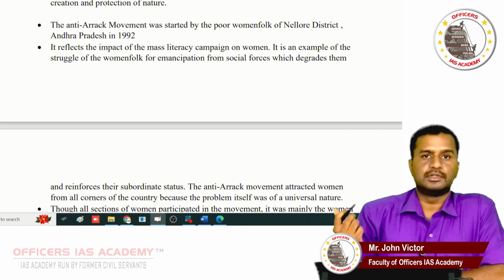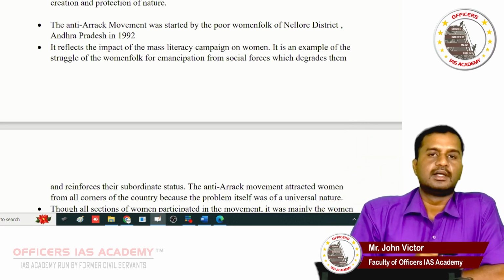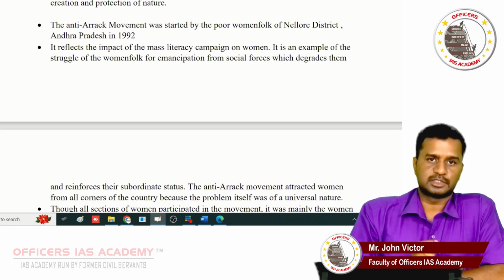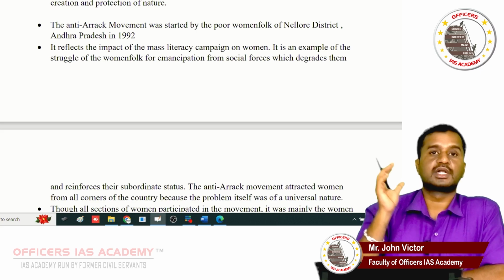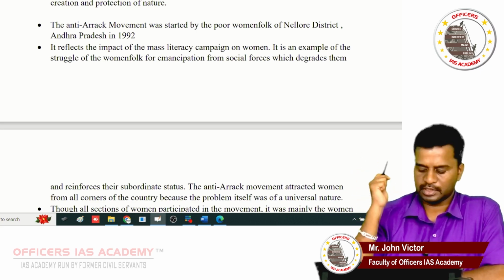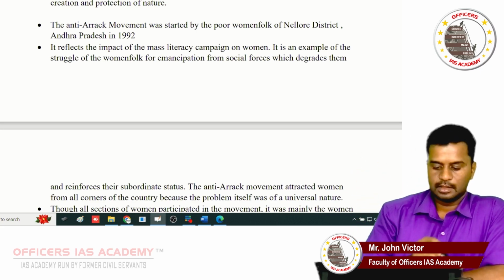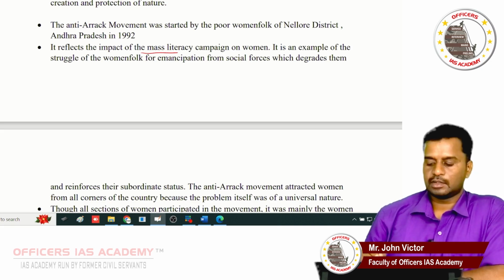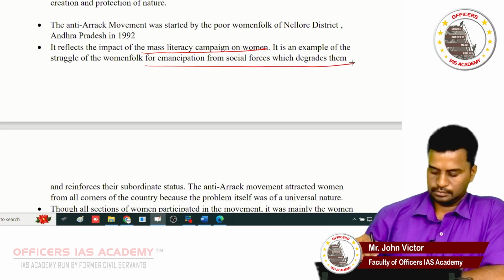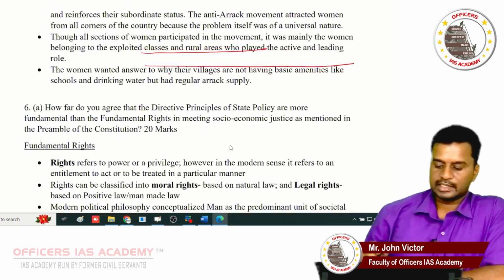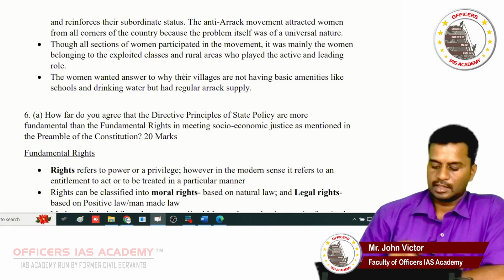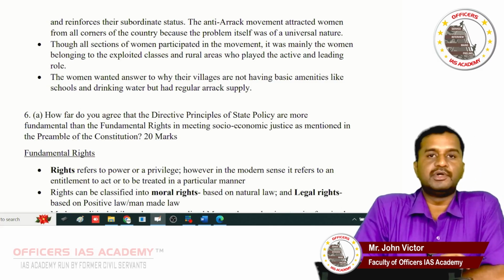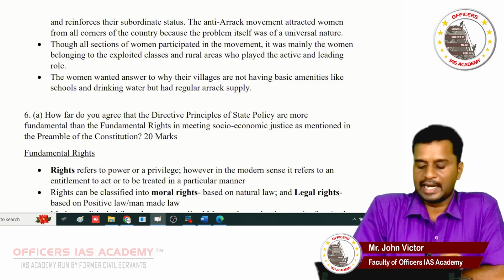It is also related to livelihood. So the economic aspect is present. Protection and the environmental aspect are present. Even though it is a fight against arrack, the protection of the larger society and nature is very important here. The literacy campaign influenced this movement. It gave emancipation to the women. It attracted women from all corners of society. The women also raised livelihood issues like drinking water and others.